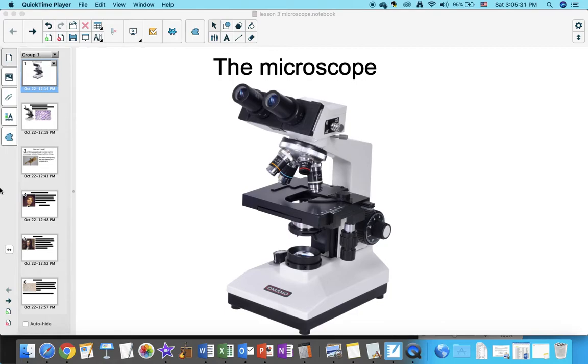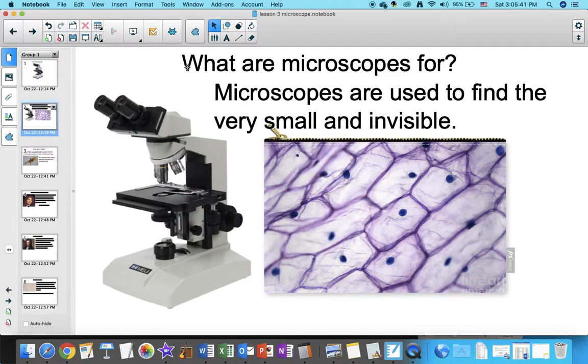You're watching the lesson on the microscope. So we're going to be talking about the microscope, the parts involved, and what they do. So, what are microscopes for? Microscopes are used to find very small and sometimes seemingly invisible things.